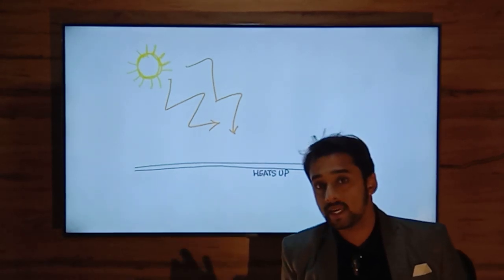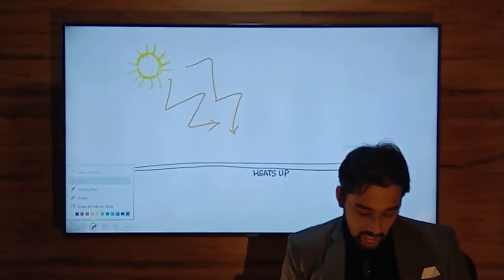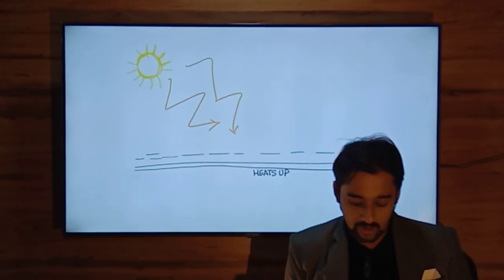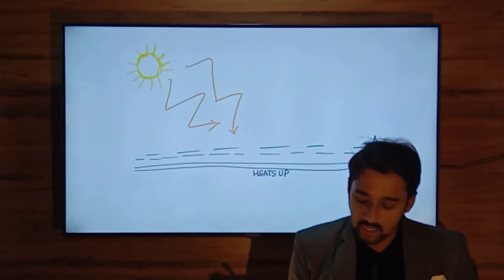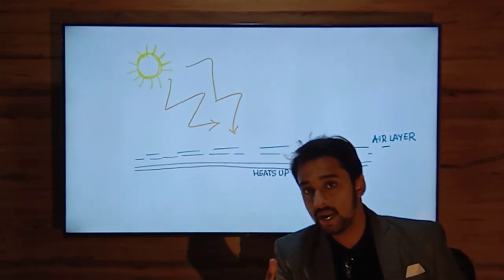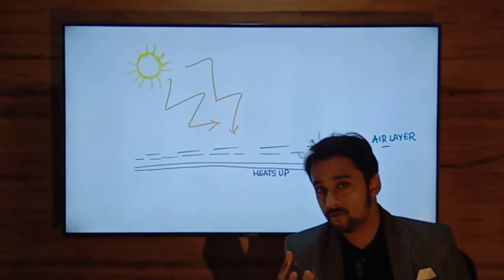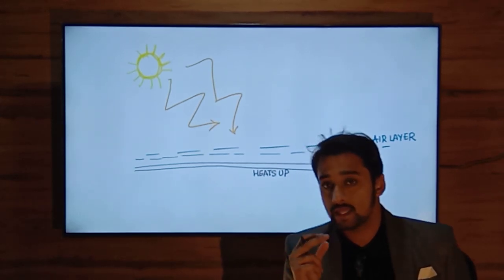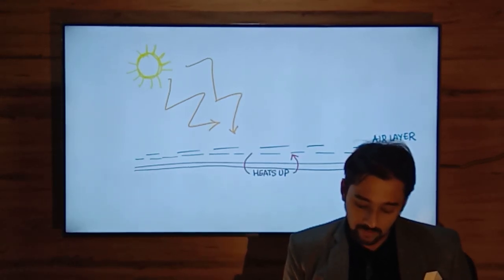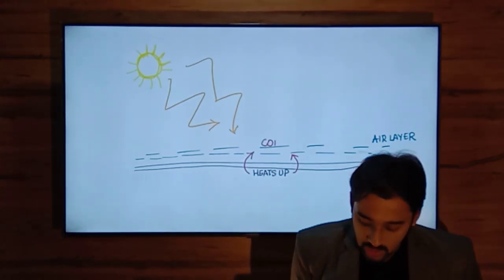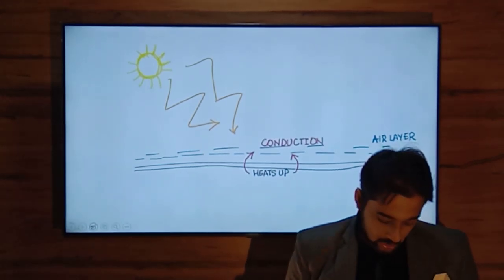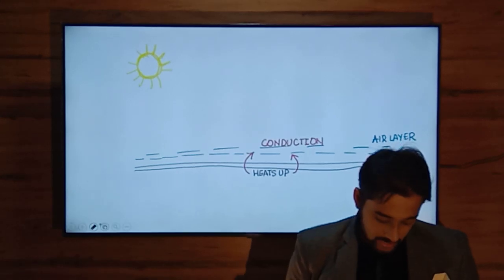When the land surface gets heated up, the layer of air very close to the land surface also gets heated up due to contact with the ground. So heated land will in turn heat the atmospheric layer of air in contact with it. This transfer of heat from the land to the atmospheric layer of air is due to the conduction process.